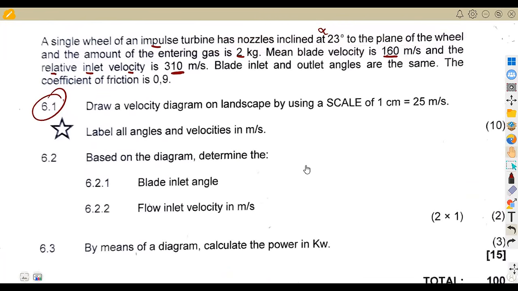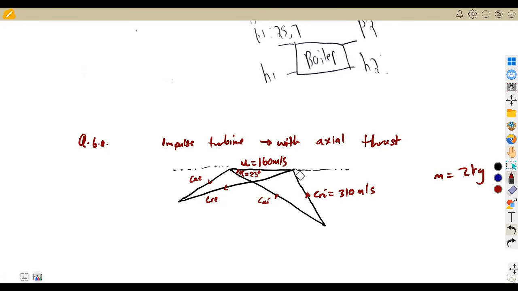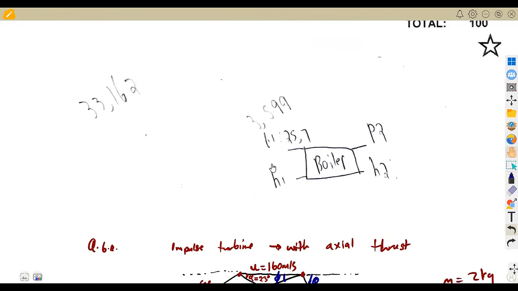We are given also that the blade inlet and outlet angles are the same. Remember, this is our blade, and here we talk about the turbine. The blade inlet, which is theta, and the outlet, which is phi, are equal. So we are saying theta is equal to phi. That is the blade inlet and the blade outlet.